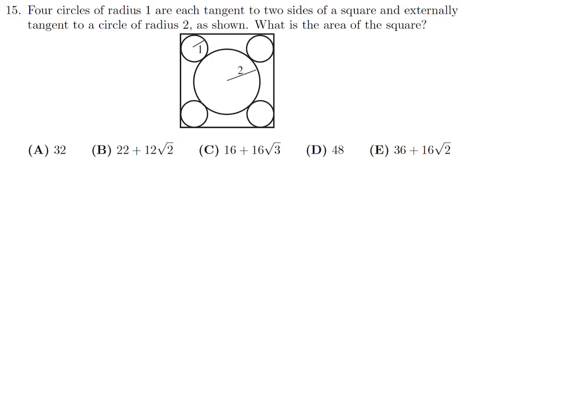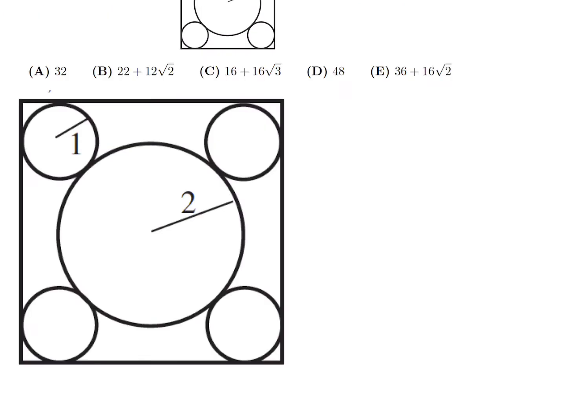4 circles of radius 1 are each tangent to 2 sides of a square and externally tangent to a circle of radius 2, as shown. What is the area of the square? In this diagram, we will draw some lines.